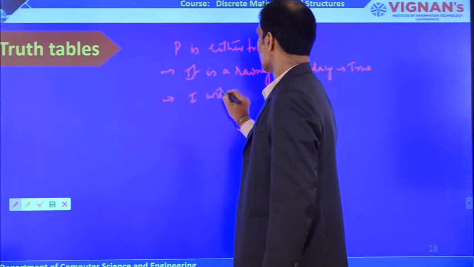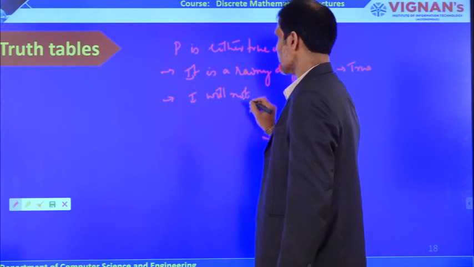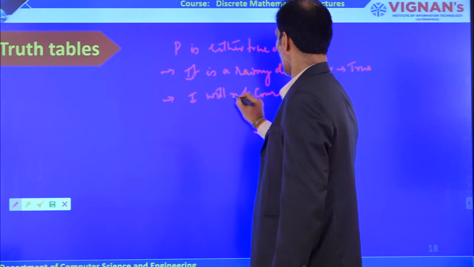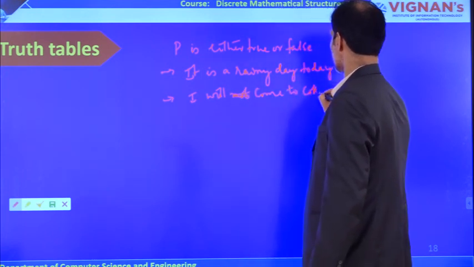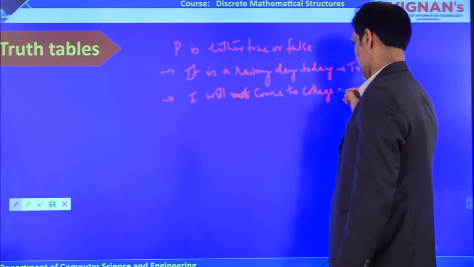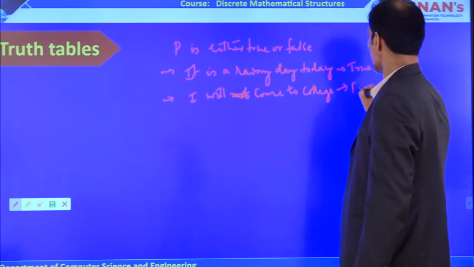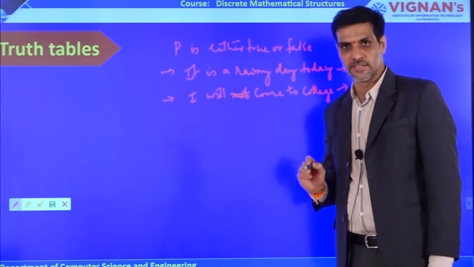I will not come to college. I will come to college. It may be true. Let us assume that it is false.